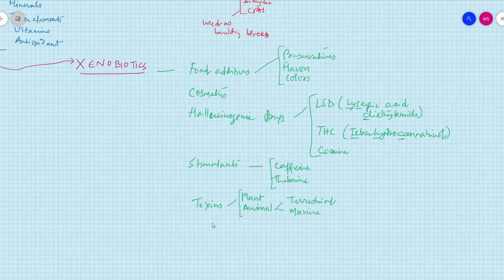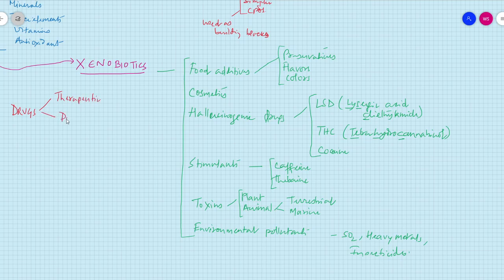So toxins, environmental pollutants like sulfur dioxide, heavy metals, insecticides, etc. So these are all examples of xenobiotics. Drugs, which may be both therapeutic or diagnostic, are also xenobiotics.